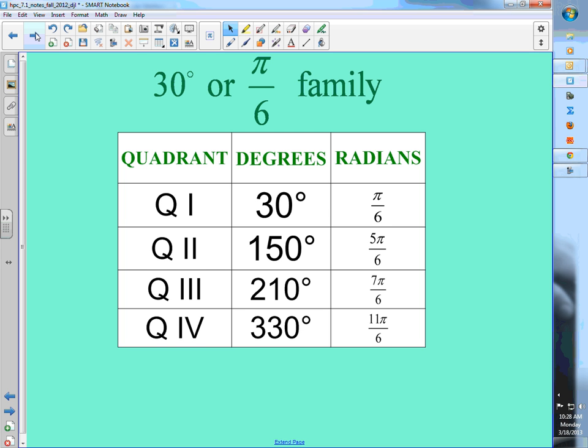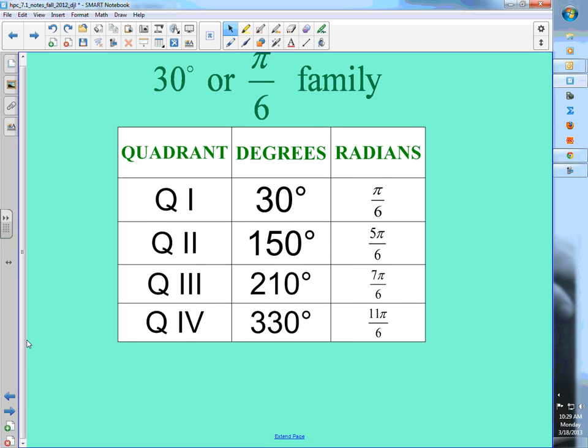And the same is true for radians. Pi over 6 is your reference alpha. Pi minus pi over 6 is 5 pi over 6. Pi plus pi over 6, 7 pi over 6. And 2 pi minus pi over 6 is 11 pi over 6. You need to be able to get from quadrant 1 to quadrants 2, 3, and 4 very quickly, regardless of whether they're a family or not. If I give you an angle 2 pi over 13, you better be able to find the other three angles, quadrants 2, 3, and 4, using those formulas.